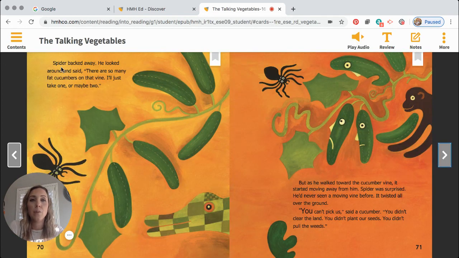Fingers ready? Ready? Listen. Spider backed away. He looked around and said, "There are so many fat cucumbers on that vine. I'll just take one, or maybe two." But as he walked toward the cucumber vine, it started moving away from him. Spider was surprised. He had never seen a moving vine before. It twisted all over the ground. "You can't pick us," said a cucumber. "You didn't clear the land. You didn't plant our seeds. You didn't pull the weeds."